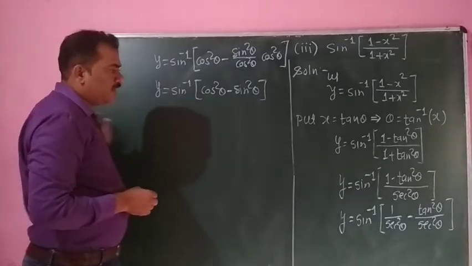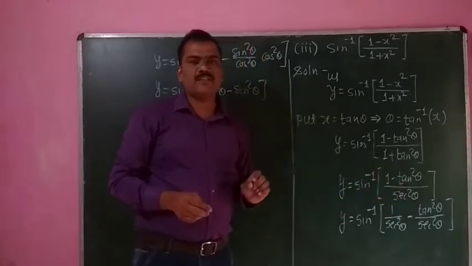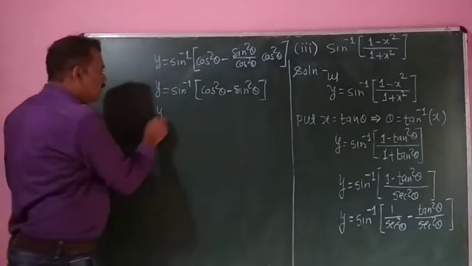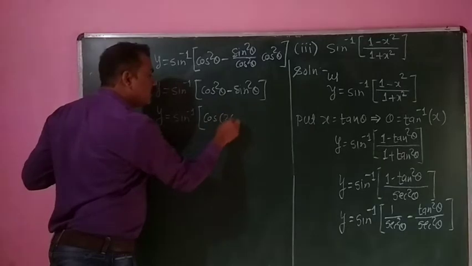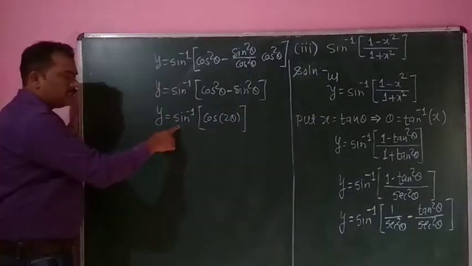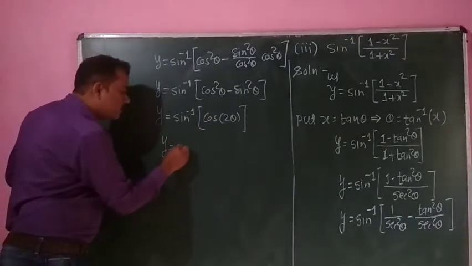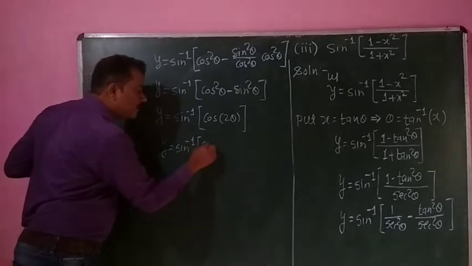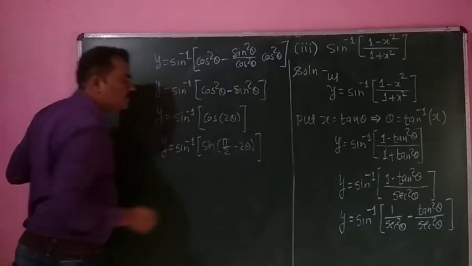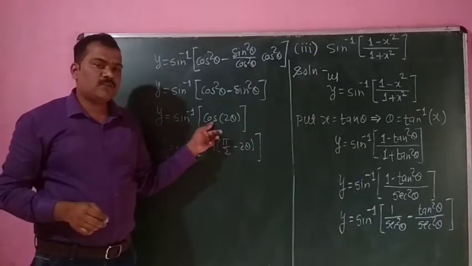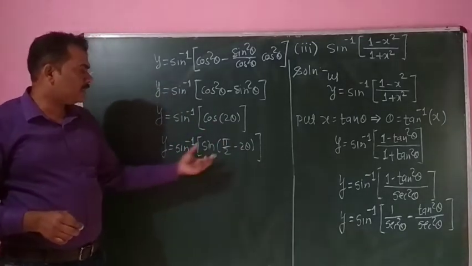The value of this, cos square theta minus sin square theta, is nothing but cos 2 theta. In this step, if you substitute cos of 2 theta directly inside sin inverse, that is also a correct approach. So y is equal to sin inverse of cos 2 theta. Here sin inverse is there, so we have to convert this cos in terms of the trigonometric function sin, so y is equal to sin inverse of sin of 90 minus theta. Here instead of theta we have to use 2 theta. Sin of 90 minus theta is nothing but cos theta, that is, sin of pi by 2 minus 2 theta is nothing but cos 2 theta. Sin inverse of sin x gives x.